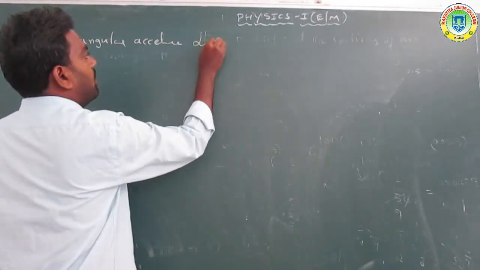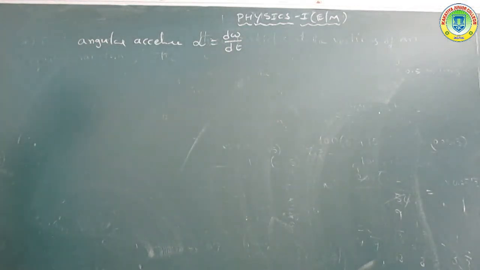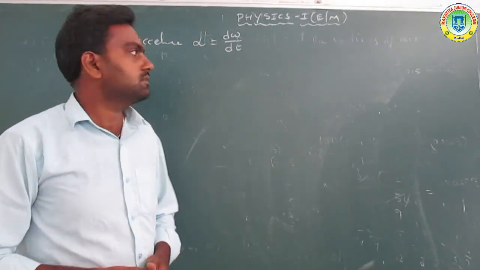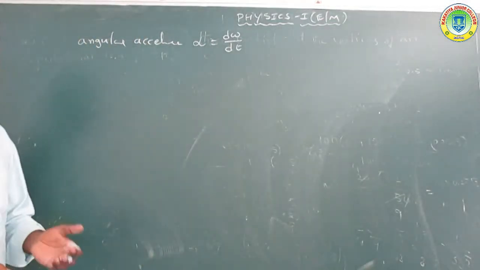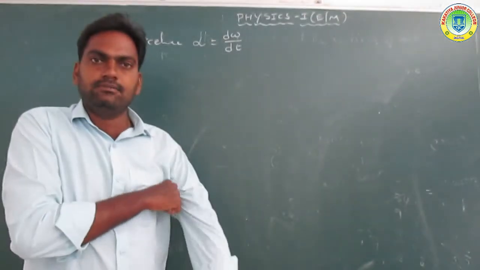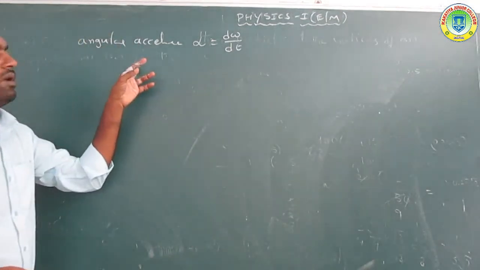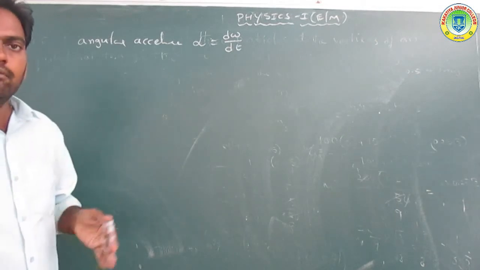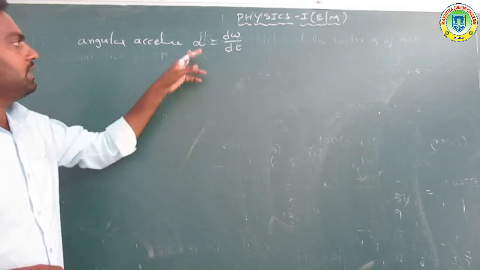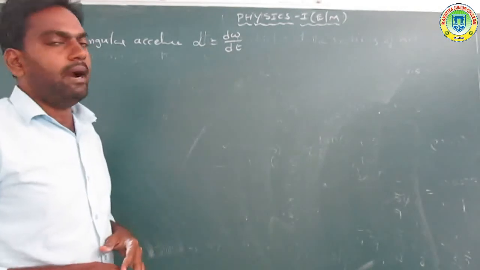Angular acceleration is called alpha, and alpha is equal to d omega by dt. Very important topic in IP. What is angular acceleration? Acceleration is nothing but velocity with respect to time. But here we take angular velocity. Angular velocity with respect to time is called angular acceleration. We can write it in mathematical form: alpha is equal to d omega by dt.